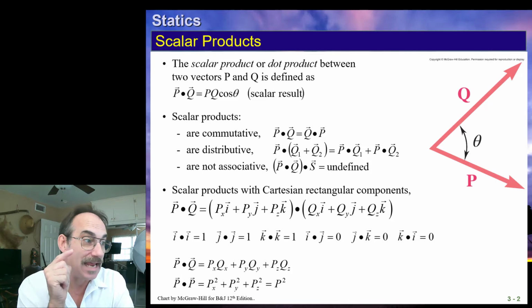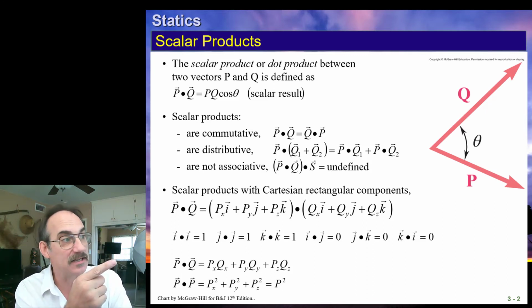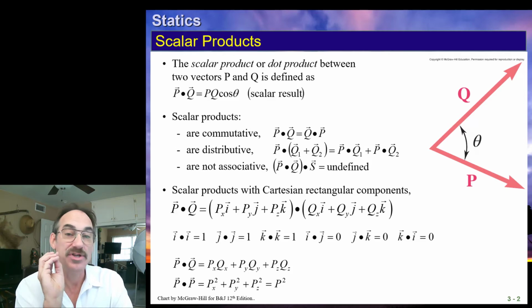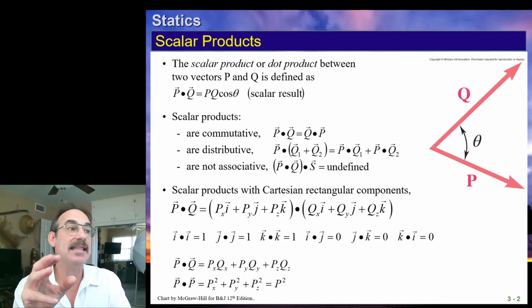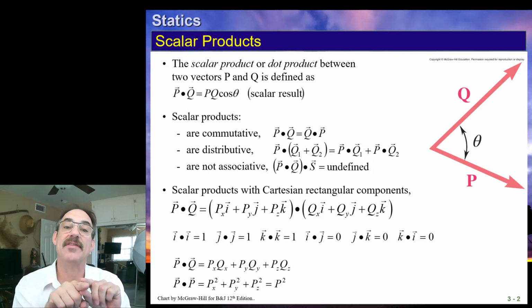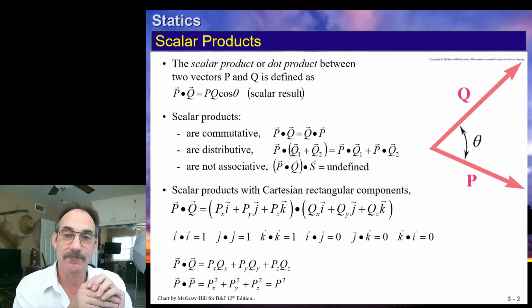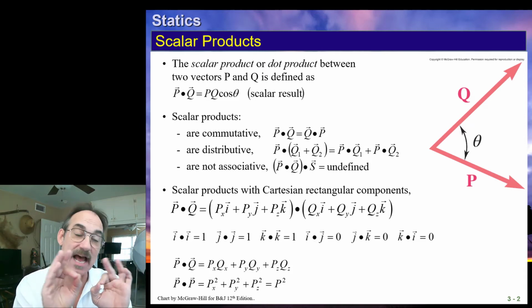So then when we have I dot I, we're going to get 1. Why? Because remember, the dot product is defined as P dot Q is PQ cosine theta. So we take the magnitude of I, which has a magnitude of 1. So we have 1 times cosine theta. And if these are in the same direction, cosine of theta is just 1. So we end up with 1. Same thing if we have J dot J, we're going to get 1. K dot K, we're going to get 1.